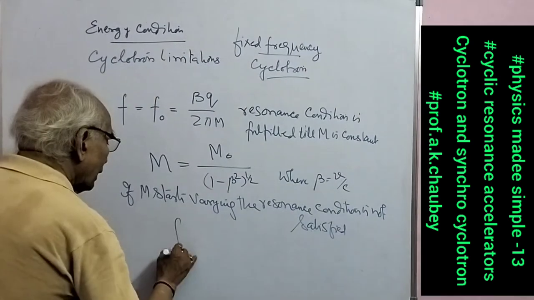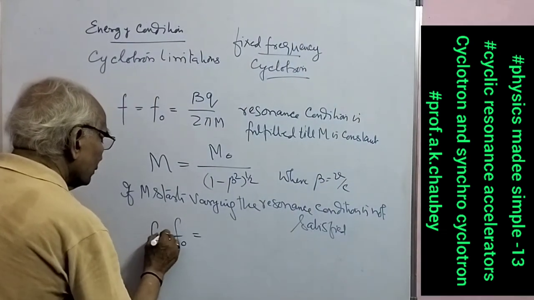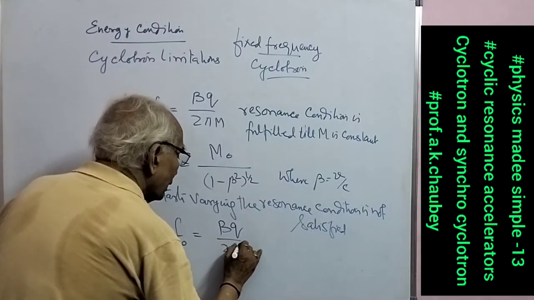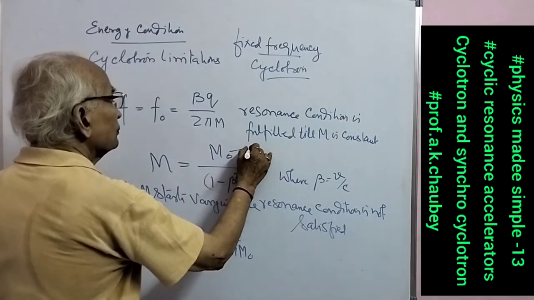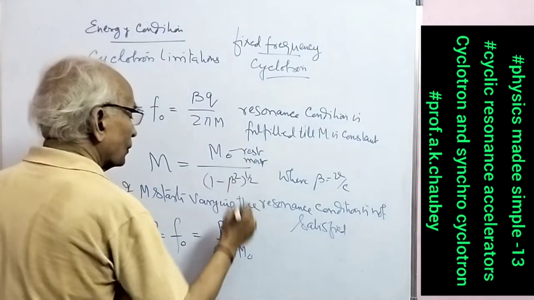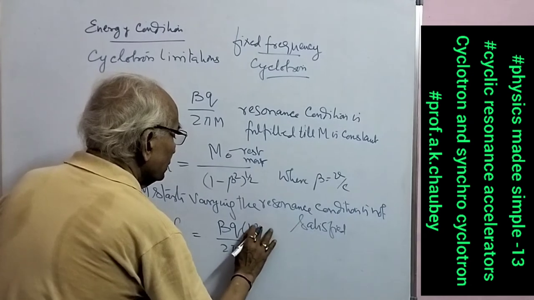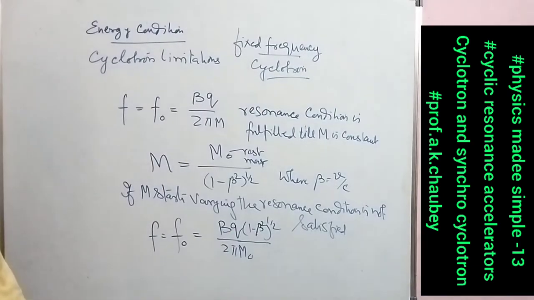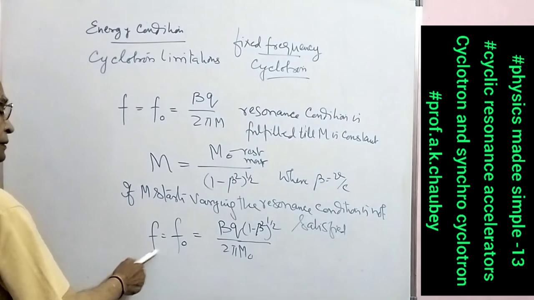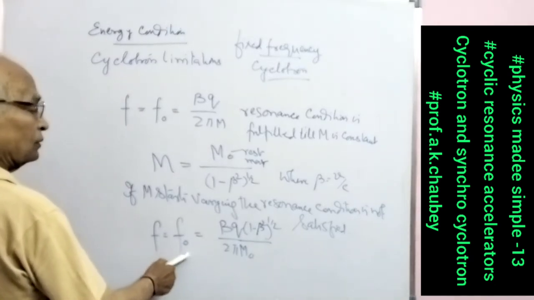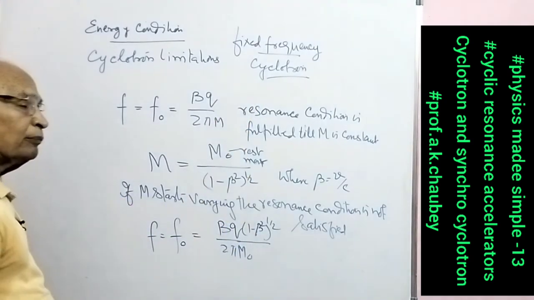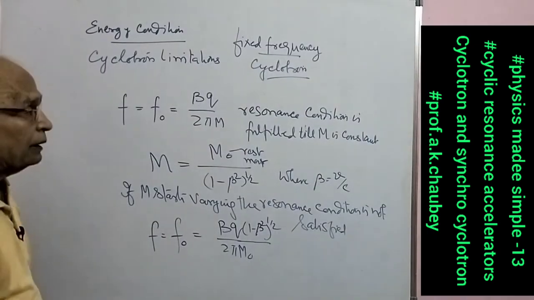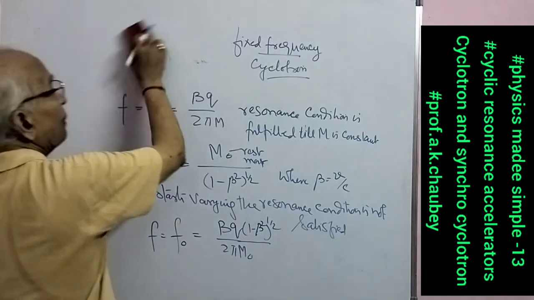So what will we get? F naught or the frequency will vary. How? F naught is BQ over 2 pi m naught, the rest mass, times (1 minus beta square) to the power 1 by 2. So this starts varying and is not constant. F must be equal to F naught, but F naught is not constant because beta, v over c, is increasing, and hence this factor is changing. So the cyclotron cannot be used when the particle becomes relativistic.